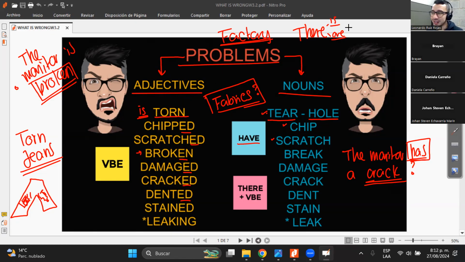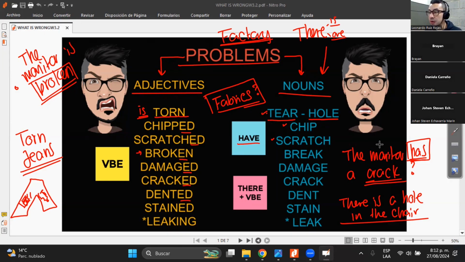A ver, hay, ¿cierto? Entonces, in that case, that is with the nouns. I can say, of course, there is a hole. There is a hole in the chair, for example, right? Para no decir the chair is torn, I can say there is a hole in the chair. It's three different options to say the same problem, but not for repeating. I can use one with the verb to be, one with there is or there are, one with the verb to have, for making variants of the different ideas, no?